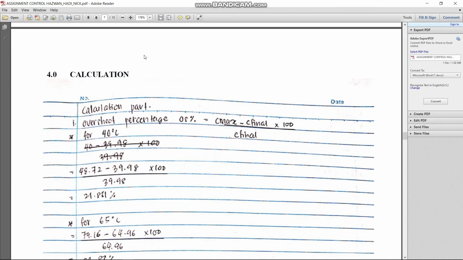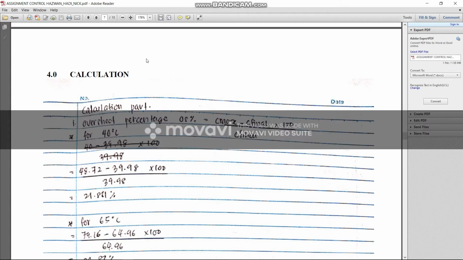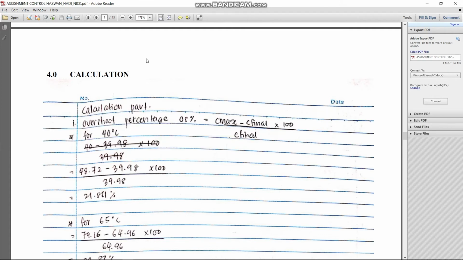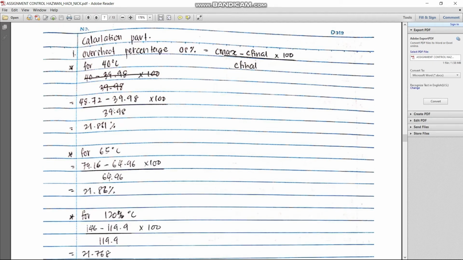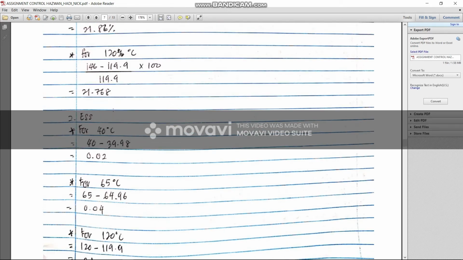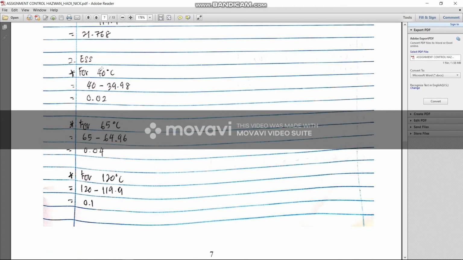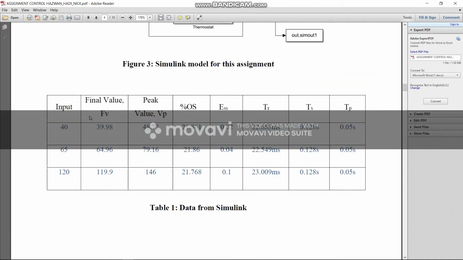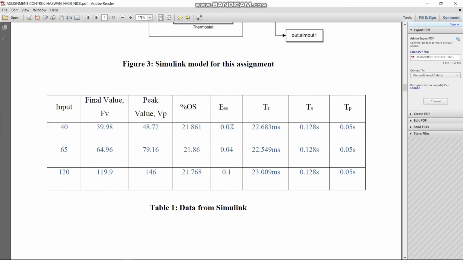Hello, my name is Nikato Anak William. Today I'm going to explain about our calculation part for our assignment. First is the calculation of overshoot percentage, and how we calculate it is Cmax minus C final over C final and multiply by 100, and then we get the percentage of the overshoot for 40, 65 and 120. And for the Ess, which is the error, how we calculate it is we take the input value and then we minus the final value and we get the Ess.